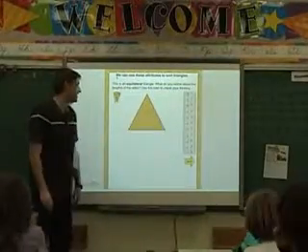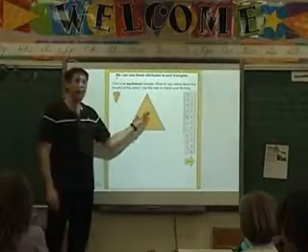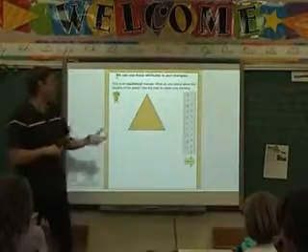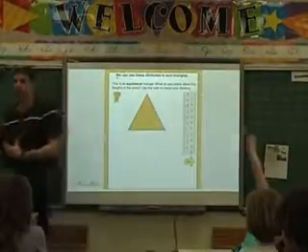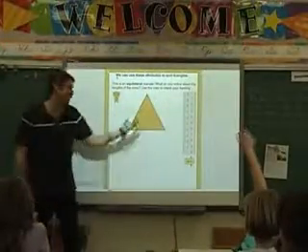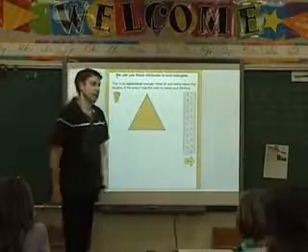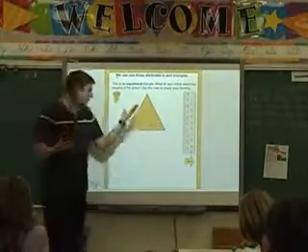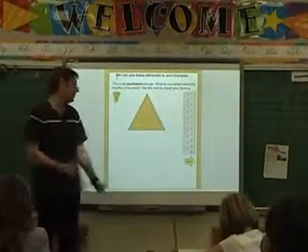Okay, the sides. So this is a kind of triangle called an equilateral triangle. Just by looking at it, does anybody want to make any conclusions about the lengths of the sides in an equilateral triangle? Dana? From what Dana sees when she's looking at it, all 3 sides are equal.